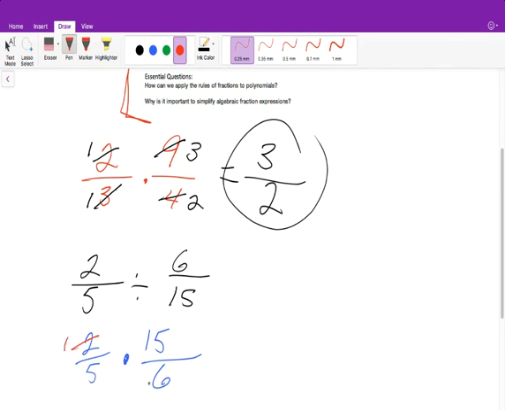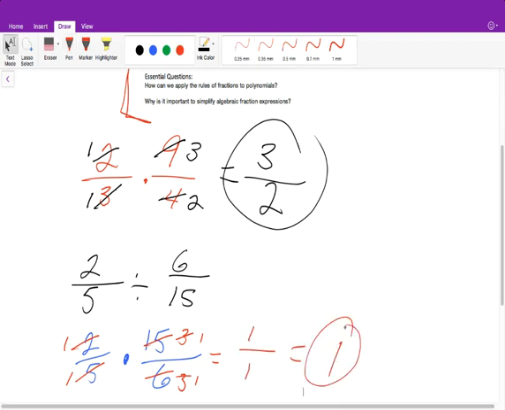2 goes into 2 once, 2 goes into 6 3 times. 5 goes into 15 3 times, and 5 goes into 5 once. And then here we're left with 3 goes into 3 once, and 3 goes into 3 once. So now if we multiply across, 1 times 1 is 1/1, which is then equal to 1. So it's the exact same steps as if we're dealing with numerical fractions. Let's go ahead and solve. There are 3 questions we're going to go through.